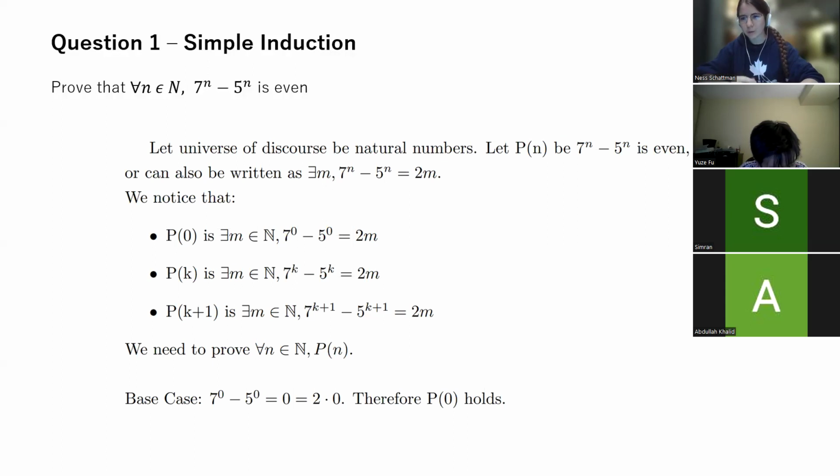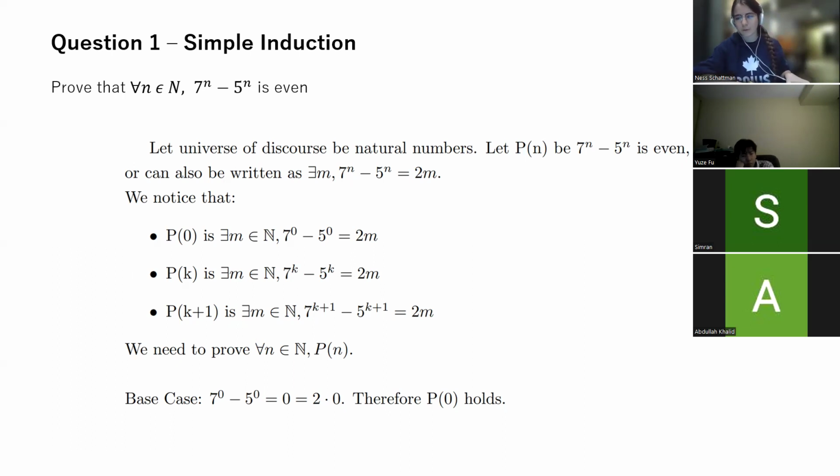So the first thing that we're going to do, which is always going to be the first thing we do in any induction proof, is we're going to rewrite this as a proposition. So we're going to define our P of n as 7 to the n minus 5 to the n is even. And another way to say this is that it's equal to 2 times some integer. And I'm sure you've all seen that before. Now what we want to show is that P of n then is true for all of our natural numbers.